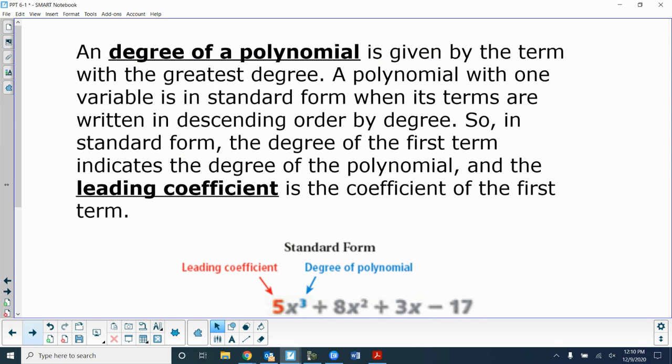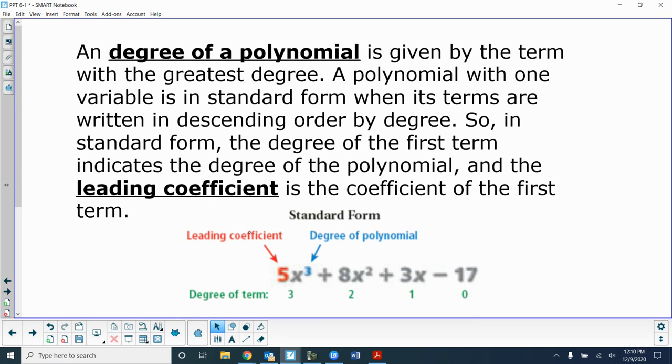All right, the degree of a polynomial is given by the term with the greatest degree. A polynomial with one variable is in standard form when its terms are written in descending order by degree. So in standard form, the degree of the first term indicates the degree of the polynomial, and the leading coefficient is the coefficient of the first term. So this one here is in the correct order. We call that standard form. Highest degree, that degree is 3, that's 2, that's 1, that's 0.